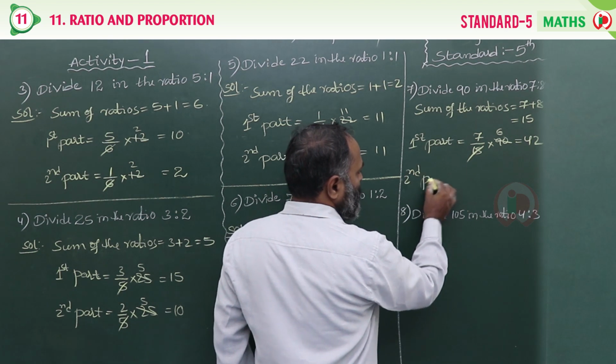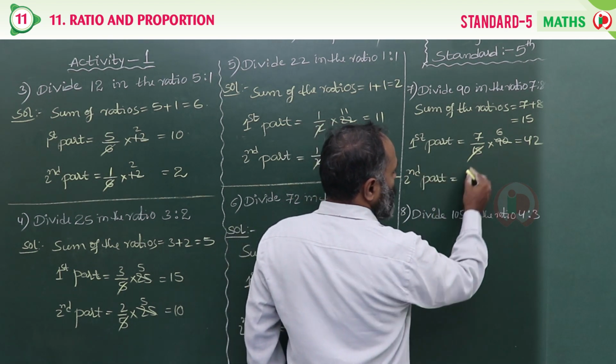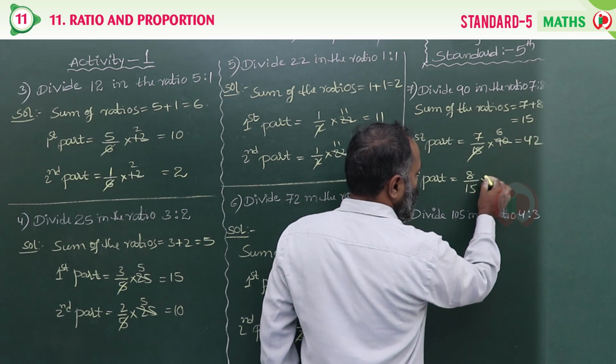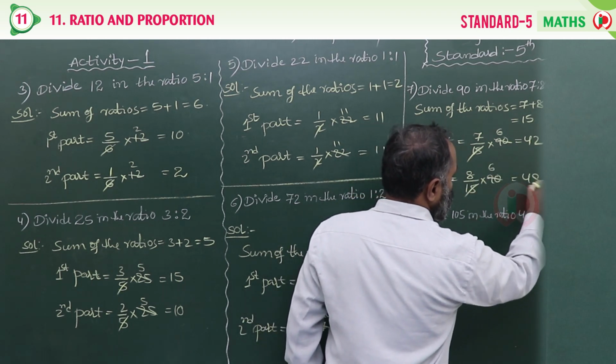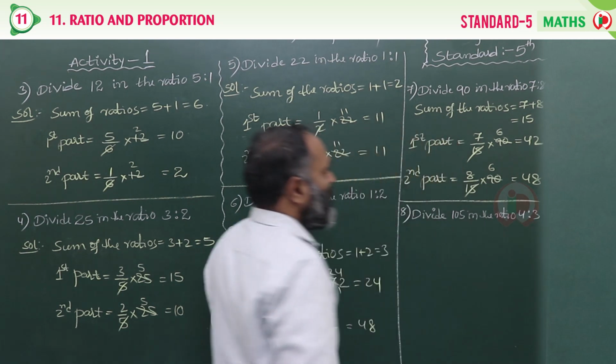Second part means the second ratio by the total ratio into 90. 15 ones are 15, 15 sixes are 90, so 8 sixes are 48. So this is the second part.